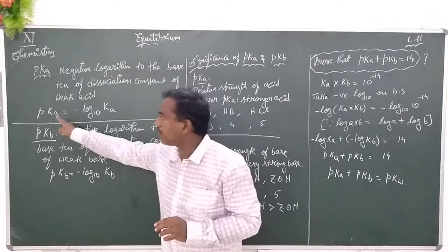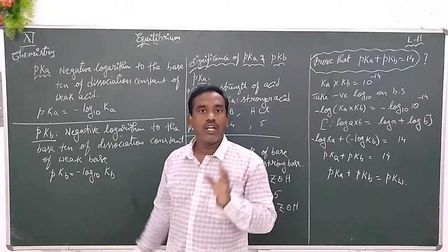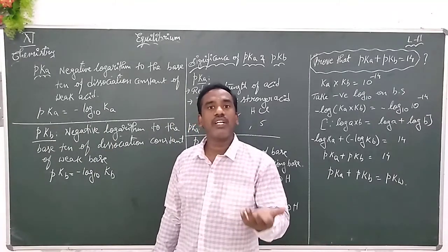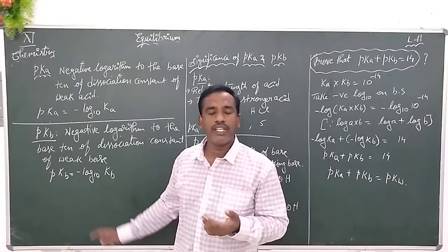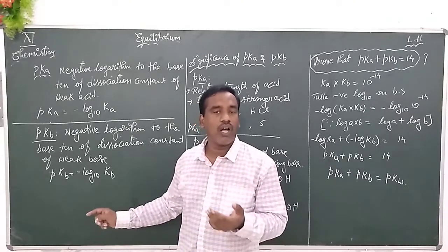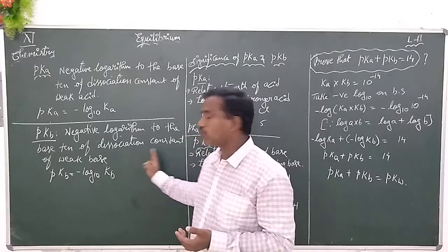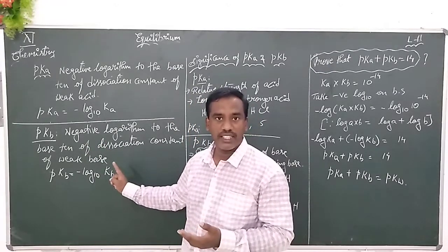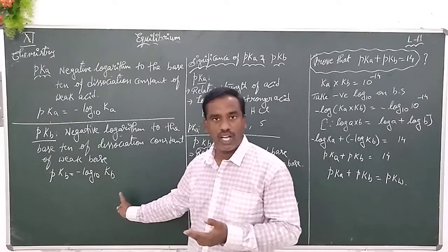We are given the following equation: pKa is equal to minus log base 10 of Ka. Similarly, we can write for pKb. What can we write for pKb? It is the negative logarithm to the base 10 of Kb. pKb is the negative logarithm to the base 10 of the dissociation constant of the weak base, that is Kb. So pKb is equal to negative log base 10 of Kb.